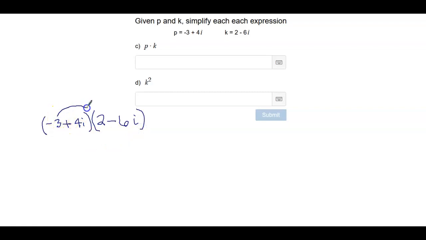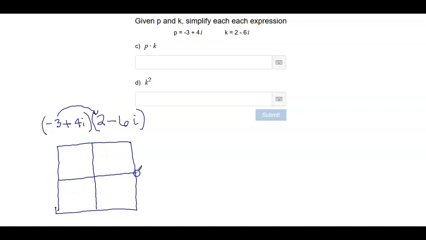So this is where you can either do distributive property or you can do the area model, which is what I'm going to do here. So across the top is where I'm going to put the first complex number, so -3 plus 4i, and then on the side is where I'm going to put the other one, so 2 minus 6i. Now if you need to, you can switch these two around. You just have to make sure that you keep -3 and 4i on the same, either the top or both on the side. You can't take one and put it here and the other one and put it here.